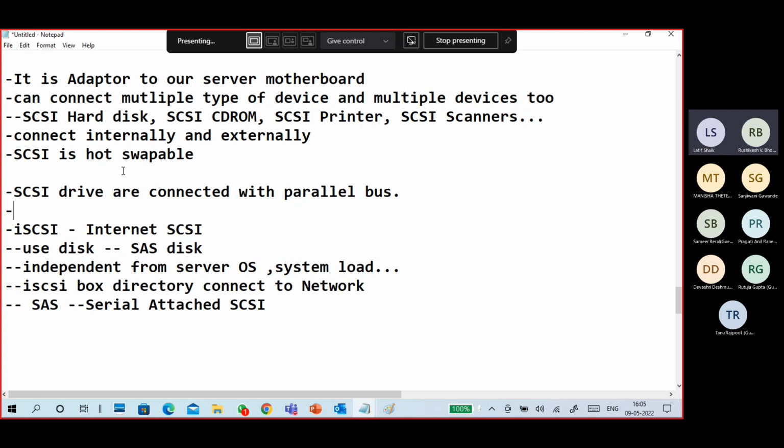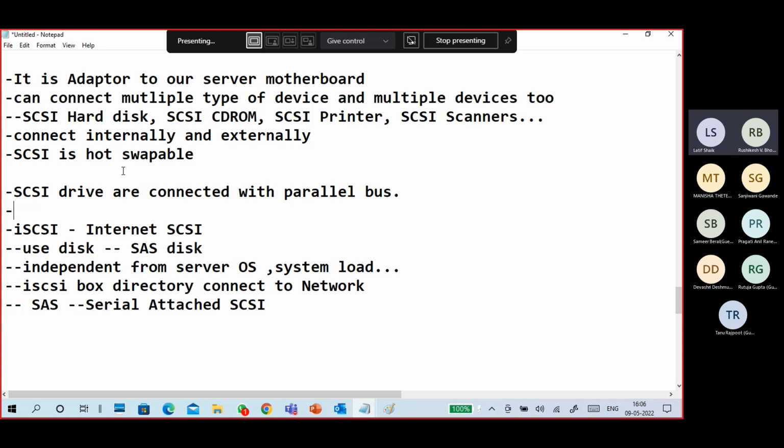On the SCSI adapter, we have connections, IO controllers, CPU, RAM, everything. That's why it is called a small computer, because the adapter contains all computer components. It is a system interface and it is a small computer. The connectivity cables we use are parallel cables.